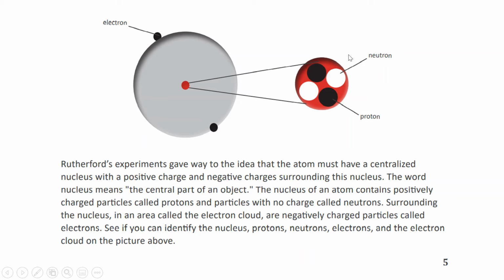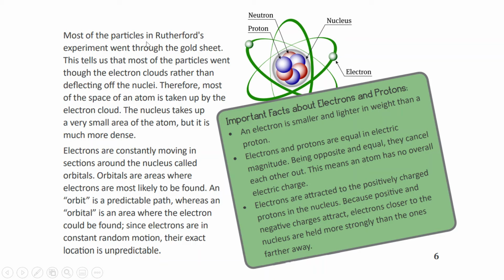Electron, neutron, proton. Most of the particles in Rutherford's experiment went through the gold sheet. This tells us that most of the particles went through the electron clouds rather than deflecting off the nuclei. Therefore, most of the space of an atom is taken up by the electron cloud. The nucleus takes up a very small amount of the atom, but it is much more dense.